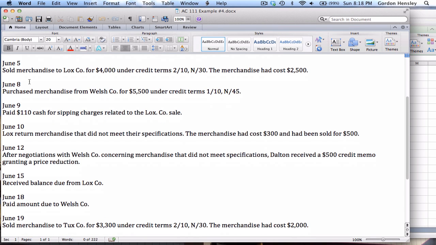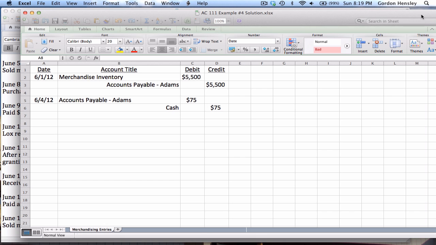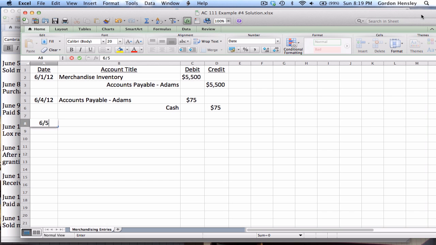Next transaction is on the 5th. This one is a sale. This is our first sale in this problem. Sold merchandise to Locks Company, $4,000. Credit terms are 2/10, n/30. The merchandise had cost $2,500. Notice they're giving me two different amounts. And remember, I talked about this in the video lecture. Every time you have a sale, it always requires 2 journal entries instead of 1. So on June the 5th, it'll be 2 journal entries instead of 1.